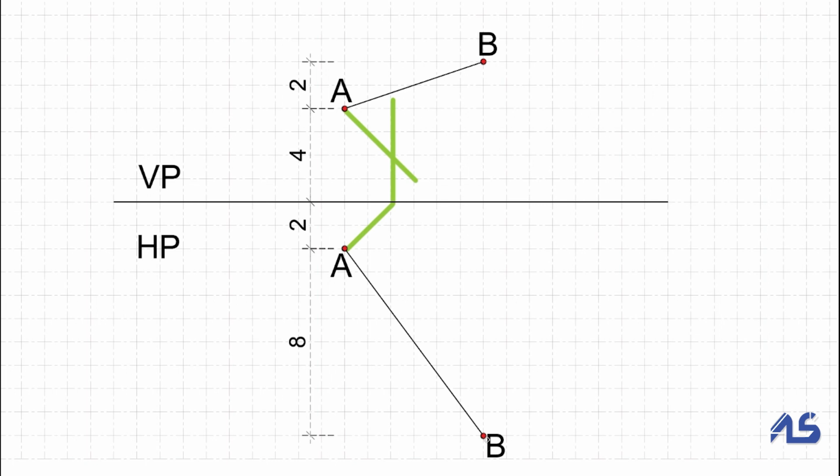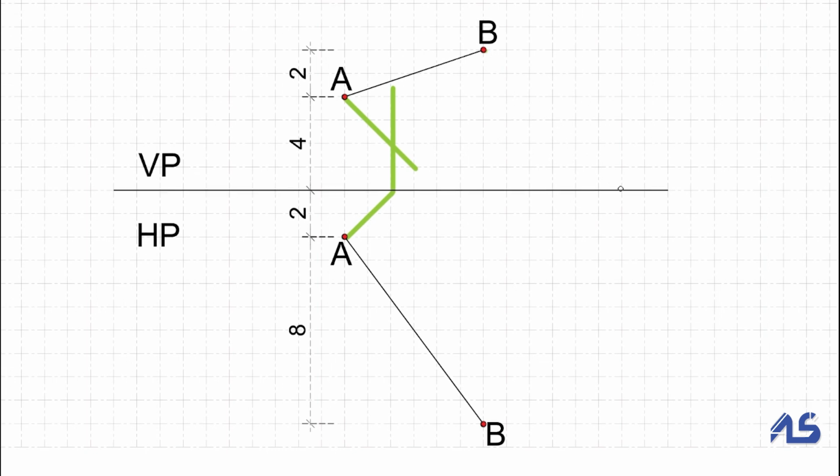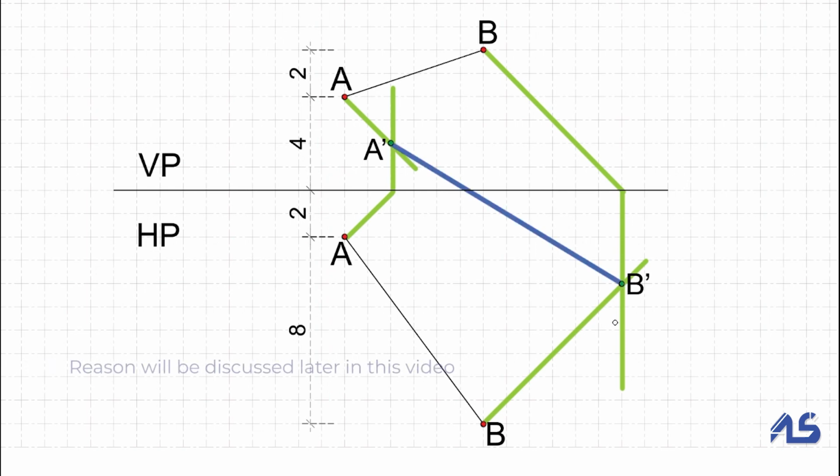Similarly for B also we will draw a line at an angle of 45 degrees, then producing it vertically down in the HP and finding the intersection by drawing a line at an angle of 45 degrees with the reference line. So these will be the endpoints we will be getting of the solution. Say A dash will be in the VP and B dash will be in the HP. But we cannot directly join A dash to B dash in this way to get the desired solution.